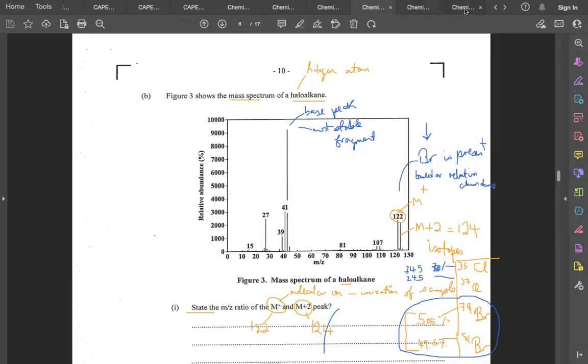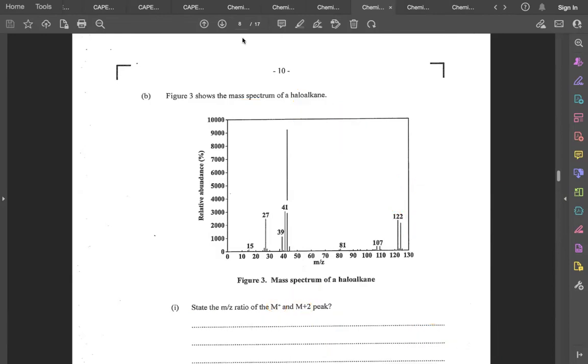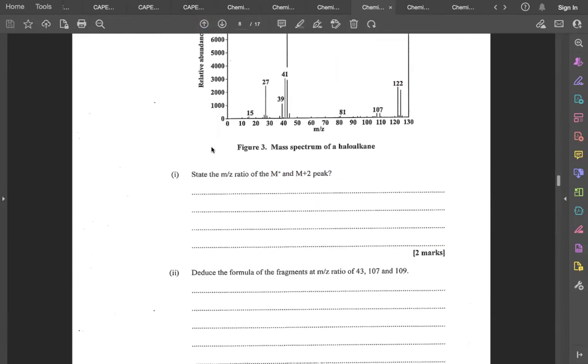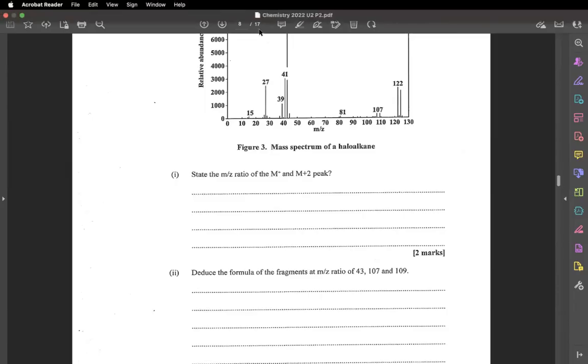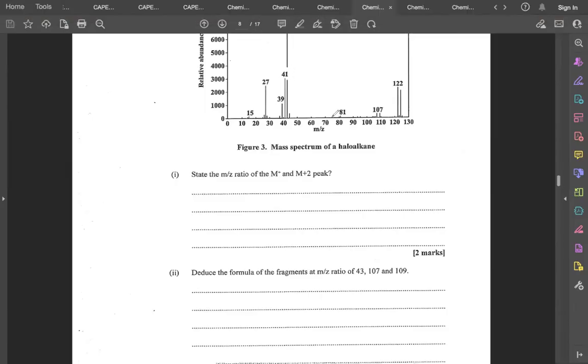So, okay, I'm going to clear all of this and then move down. What they're asking us now, guys, is to deduce the formula of the fragments, so pieces of our entire molecule that are present at m/z ratios of 43, 107, and 109. If we had glanced down here, we would know that this is not our M plus. This is not it. These are fragments of our entire molecule.